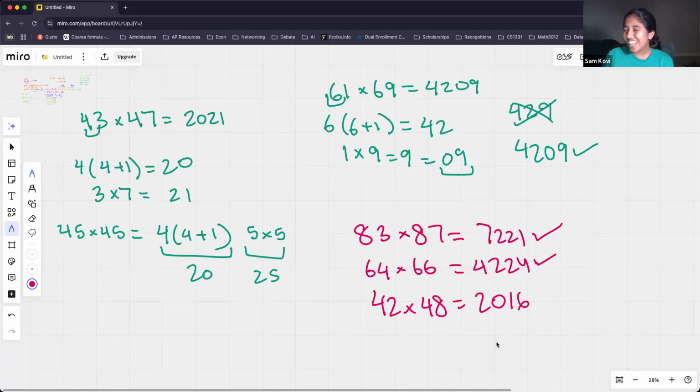Okay, and then for our last one, the first two digits match up, so the tens digits are the same, and then the last two digits once again add up to 10. So 4 is the tens digit, so 4 times 4 plus 1 is going to be 20, and then 2 times 8, our units digit product, is 16. So 20, 16, that is our final answer for that last question.